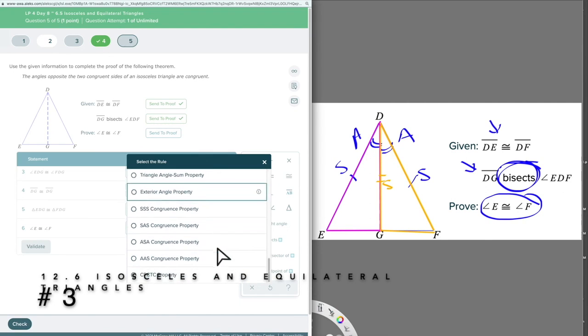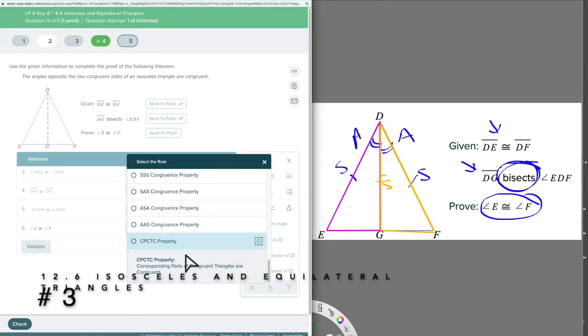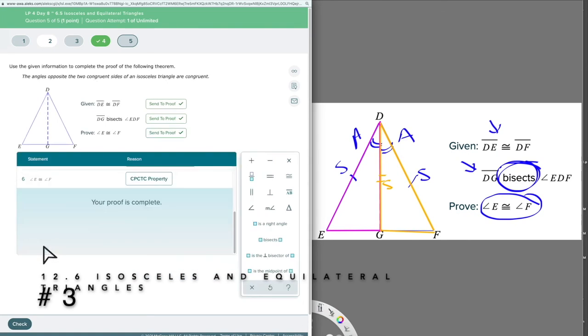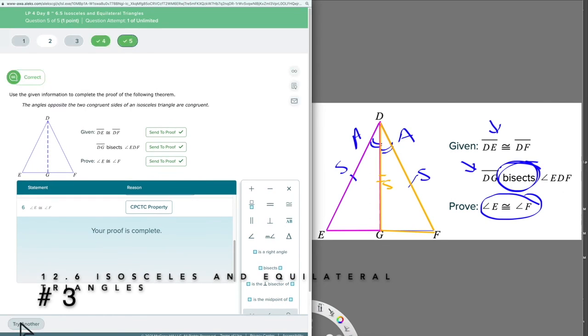So we're going to go all the way to the bottom, and corresponding parts of congruent triangles are congruent. And you can click on these little eyes. This will give you the words for it so that you can actually see that. All right, the proof is complete. We can click check. And I think, did I not click it? There we go. So yay, we finished that one.